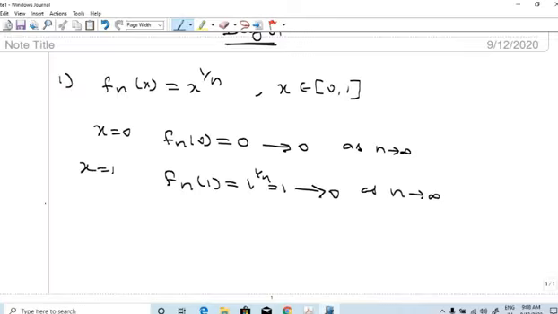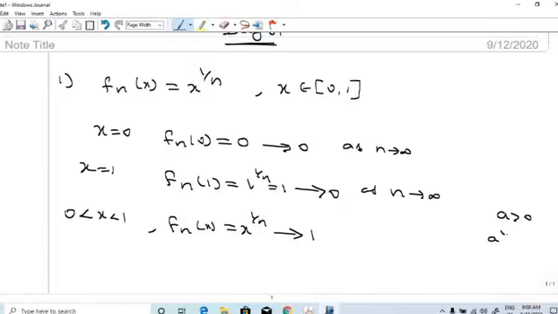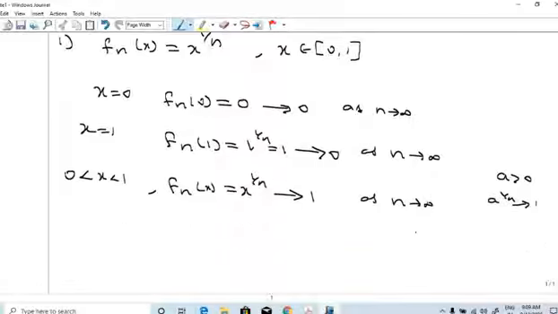Suppose you assume that x lies between 0 and 1. Then what is f_n of x? This is nothing but x power 1 by n, and we know that this converges to 1, because for any positive a, a power 1 by n converges to 1. Therefore, we know the limit for all values of x.